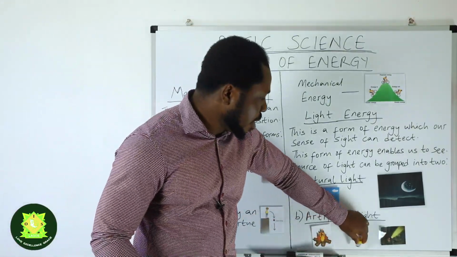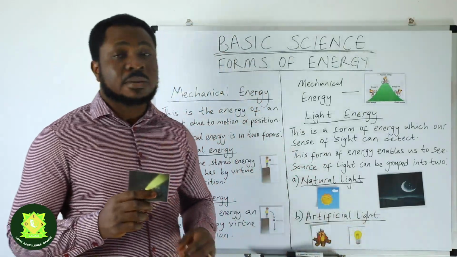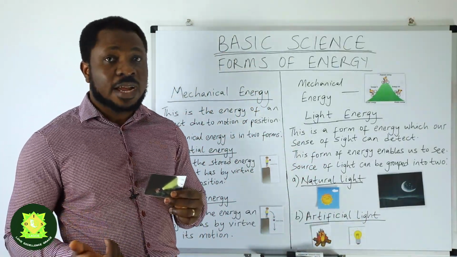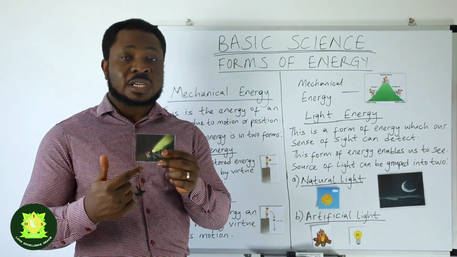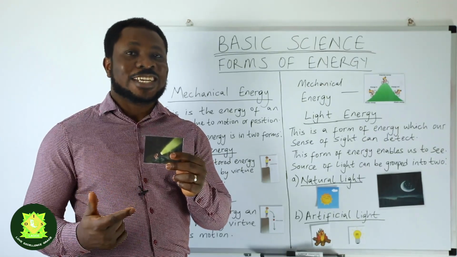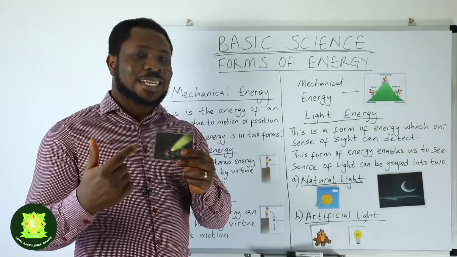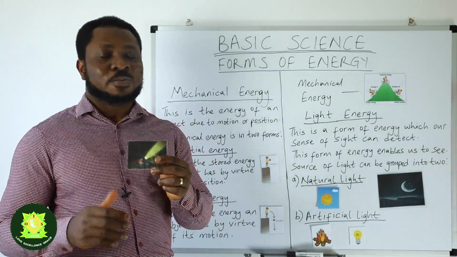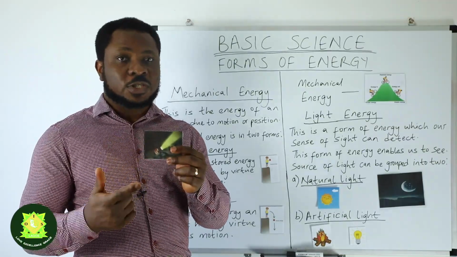Also, let's talk about the other one, which is the torchlight. The torchlight also is an example of an artificial source of light. However, we can see also that the torchlight is powered by a battery, and this battery is chemical energy. The battery is chemical energy that is converted to what? Light energy. However, we are not talking about the chemical energy. We are talking about the light energy, and we are talking about artificial source of light.